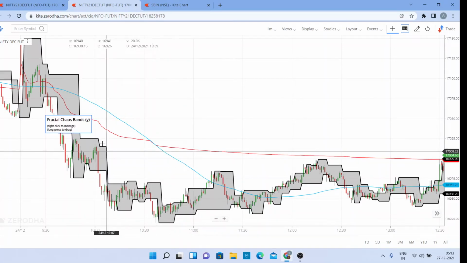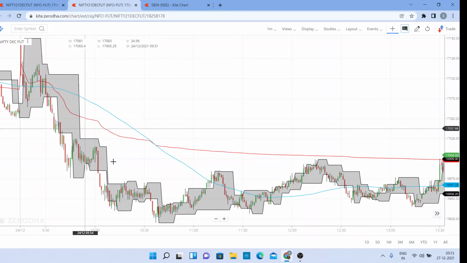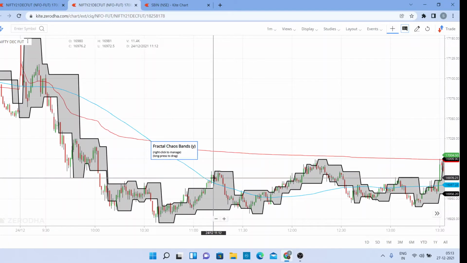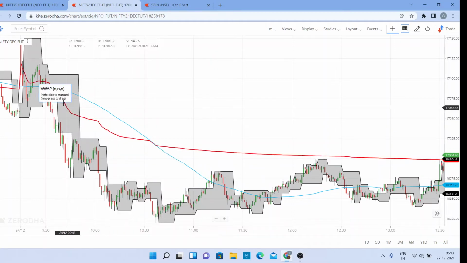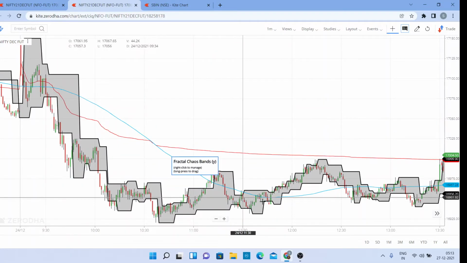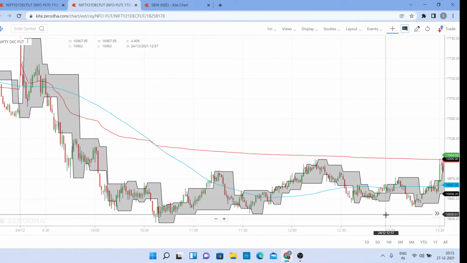In this case, for example, if I continue to hold this trade, I might exit around 16,976 or 975, which is still a good 100 points for a stop loss of 50 points. Now, the beauty of this method is you can get multiple entries during the day.